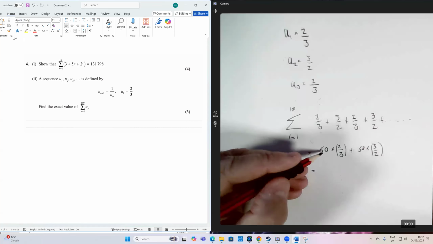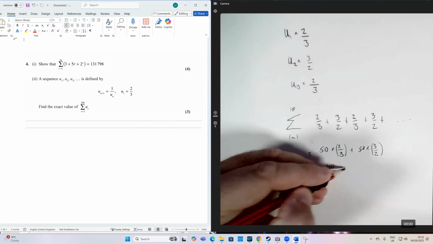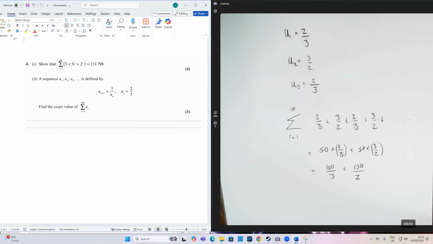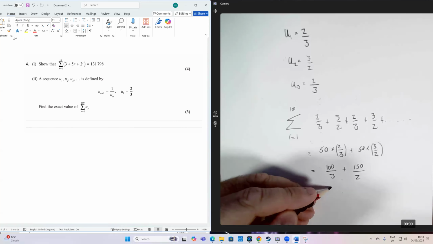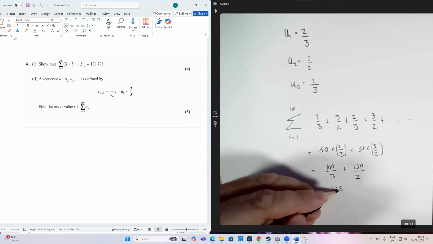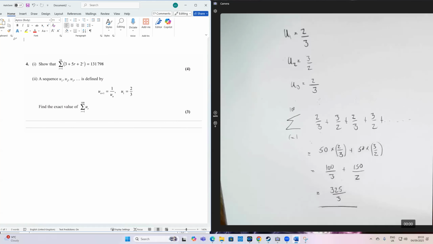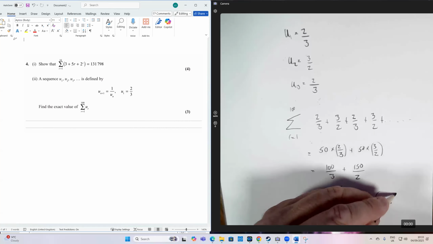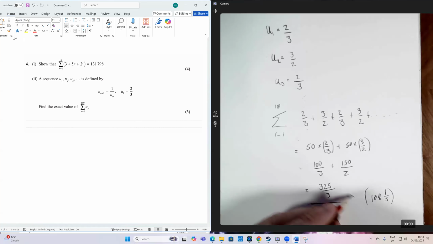So that is going to be 100/3 plus 150/2, and we'll add those two together. When we add them together, that comes to 325/3. We could just leave it as an improper fraction. If we wanted to write it as a mixed number, we could write it as 108⅓. But either of those would be acceptable.